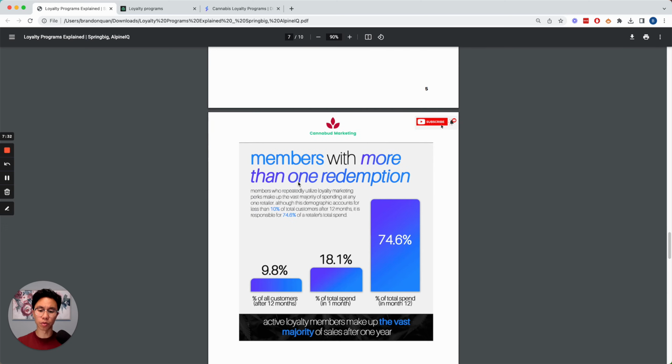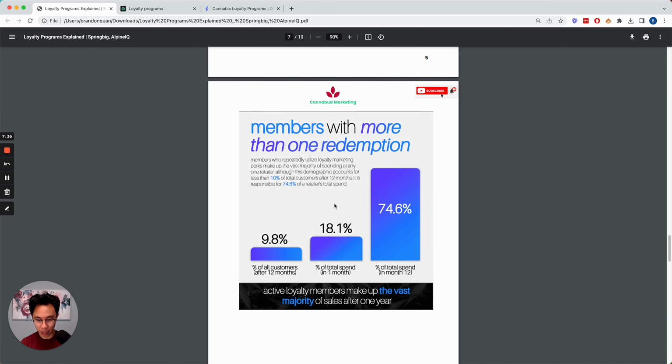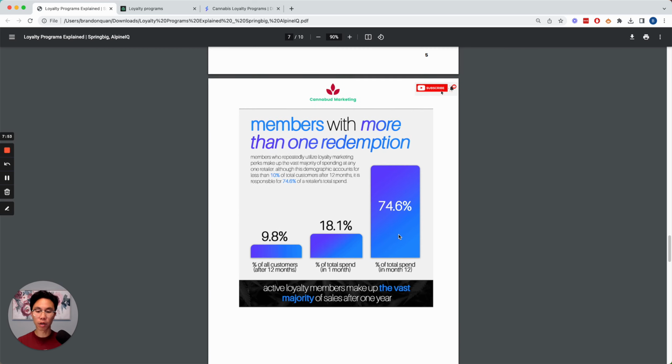Now's where it gets super, super interesting. Members with more than one redemption make up almost 75% of the total spend in month 12, which is crazy. So what Springbig is saying is that 10% of all the customers make up 75% of the purchases. I'm not sure if you're familiar with the Pareto principle, the 80-20 rule, where 20% of people are responsible for 80% of the results. This falls under the same bracket.